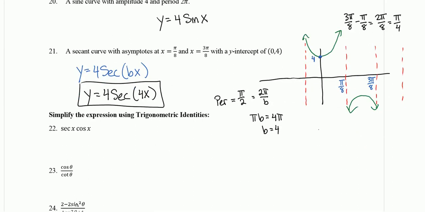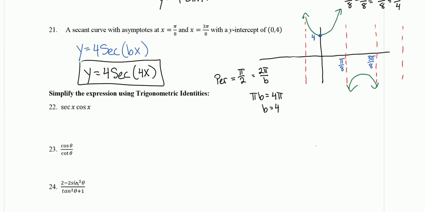We need to simplify the expression using trigonometric identities. One technique that's helpful is to rewrite things in terms of just sine and cosine. On number 22, we know that secant is the reciprocal of cosine, so I'm going to rewrite that as 1 over cosine x. And we still have times cosine, which ends up being cosine x divided by cosine x, which is equal to 1.